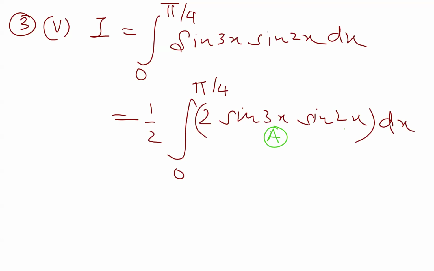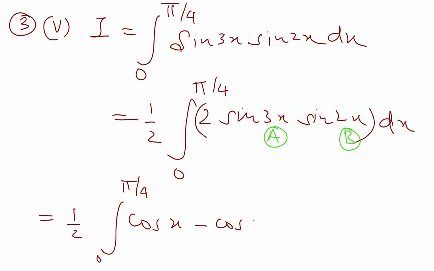2 sin A sin B, the factorization formula. So the factorization formula says 2 sin A sin B is what? Cos A minus B minus cos A plus B.